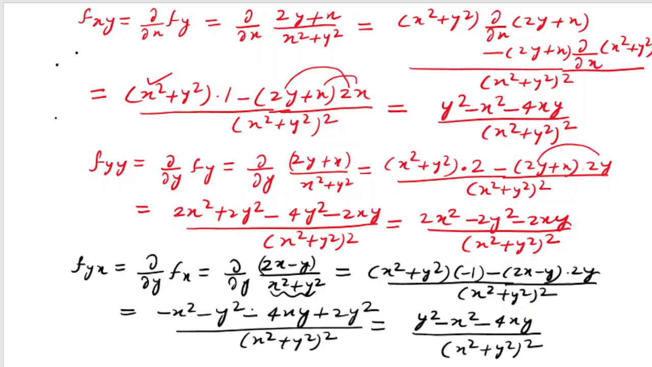So you can see that the f of xy, I got y square minus x square minus 4xy, and f of yx I also got the same thing. So because here f of xy and f of yx both are continuous, that is why we are getting them to be equal.